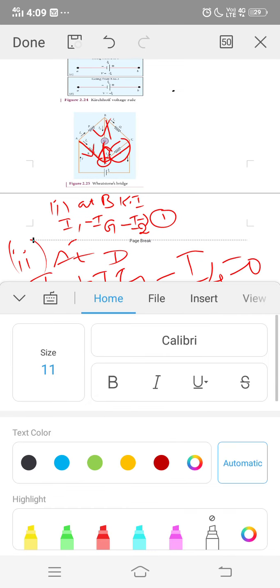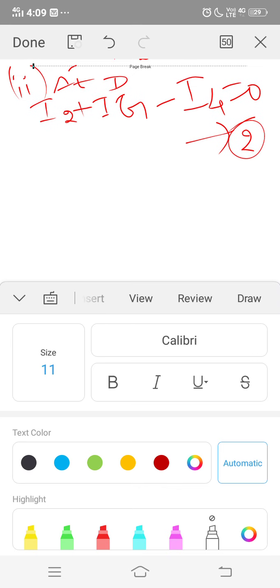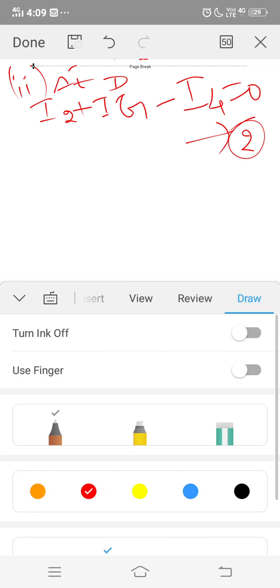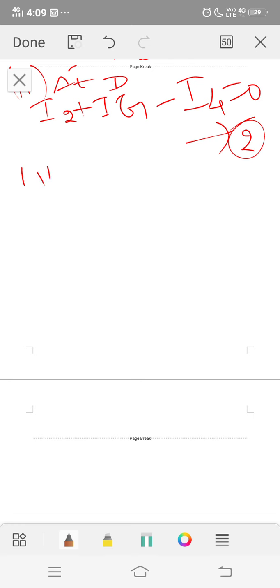So next, we have finished the current rule at junctions B and D. Now we move to the next thing, that is, we are going to apply the voltage rule, that is the loop rule. Then what is the loop rule? So the third thing is the loop rule.